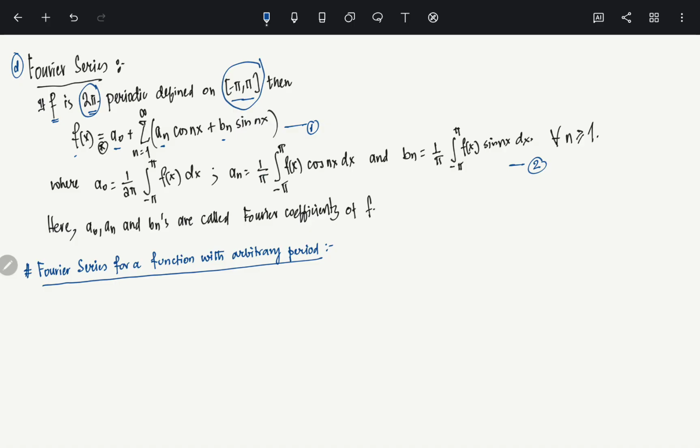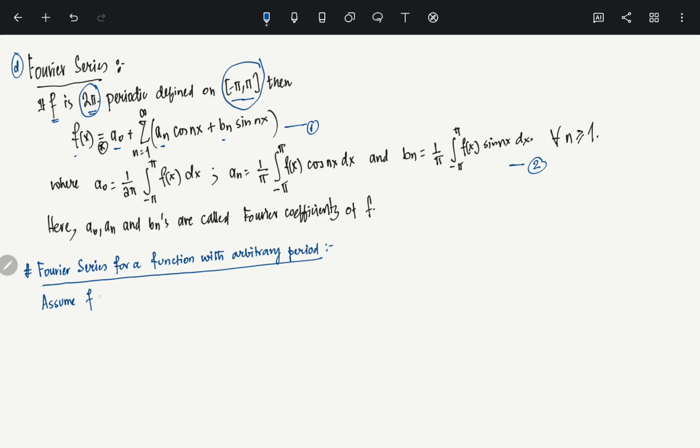Now the point is this: not always can we get a function which will be 2 pi periodic. So what do we do in such cases? What we essentially do is this. First of all, let's start with this. So assume, this is given to us.